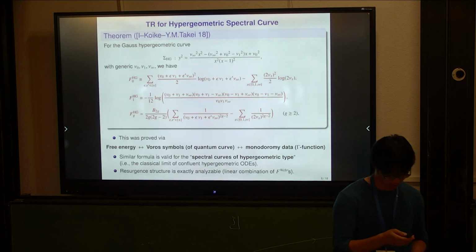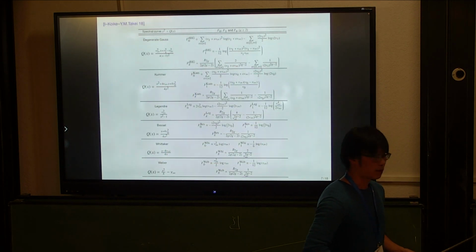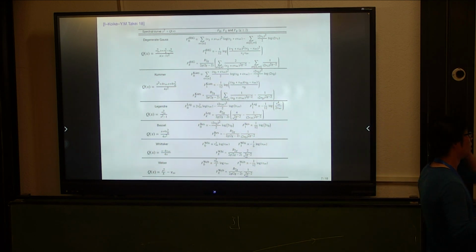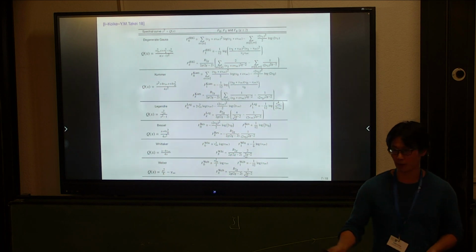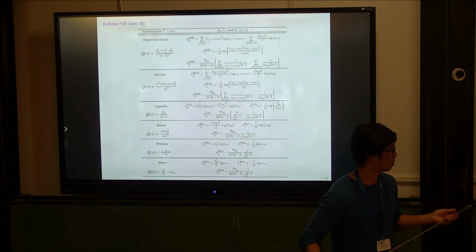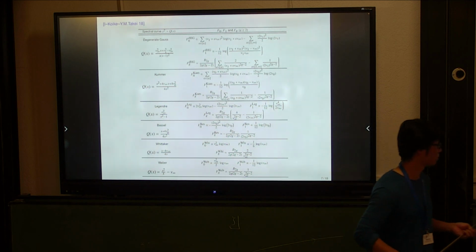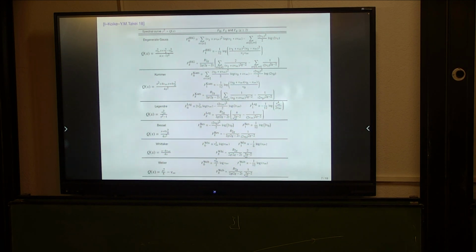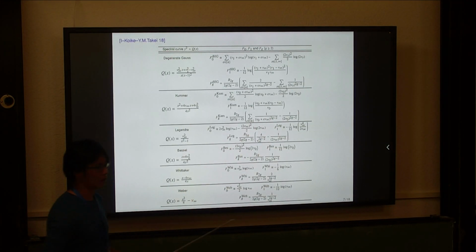This is a list of other examples coming from the confluence of the previous one. Maybe it's too small, but maybe Neji already sent my slides to you, so if you want to check the formula, please look at it. Anyway, the point is that everything is written by some appropriate linear combination of the free energy of the previous Weber's one, with certain weights. For example, here 2 or minus 1 is appearing, and the number appearing in the denominator is slightly different depending on the model.